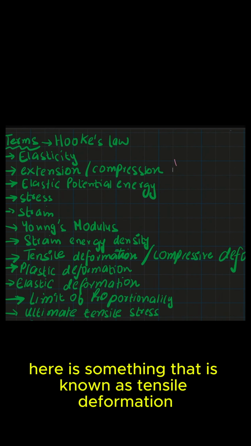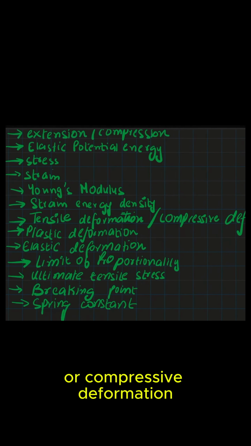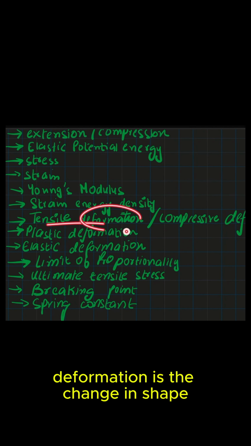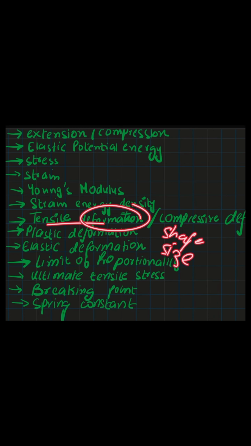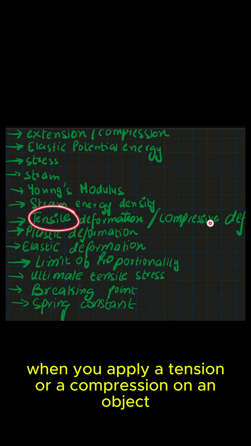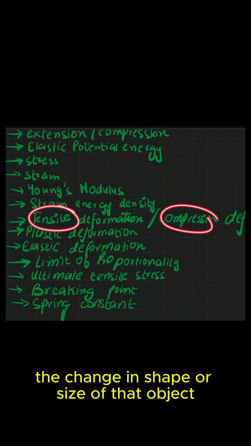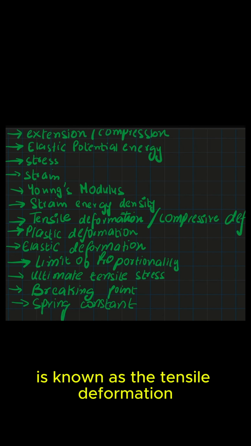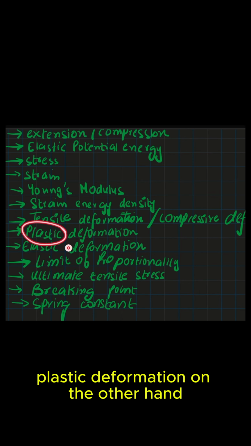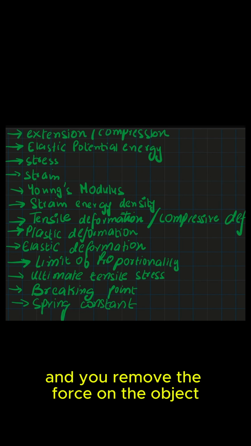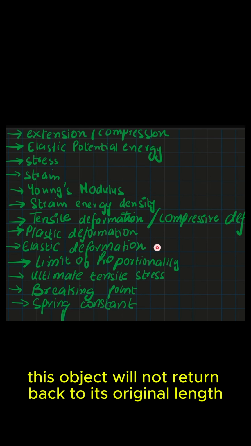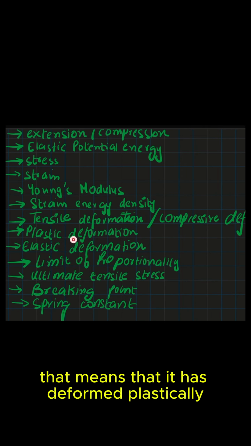Now, here is something that is known as tensile deformation or compressive deformation. Deformation is the change in shape or size of an object. So, when you apply a tension or a compression on an object, the change in shape or size of that object is known as the tensile deformation. Plastic deformation, on the other hand, is when you stretch or compress an object and you remove the force, and this object will not return to its original length. That means that it has deformed plastically.